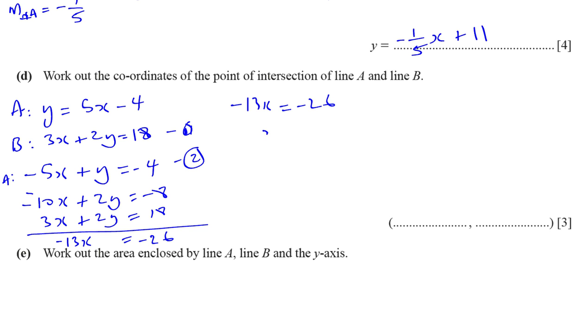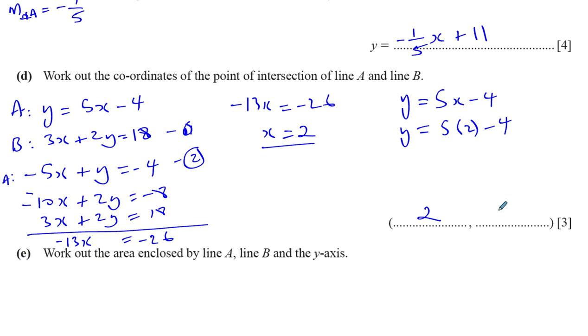Divide both sides by 13. You get x equals positive 2. That's the x value where they intersect. And we know that y is equal to 5 times x minus 4. So if I put the value of x into this equation, it'll be 5 times 2 minus 4, which is 10 minus 4, which is 6.